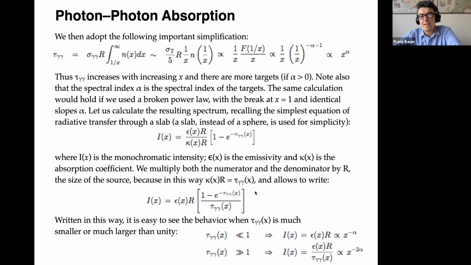And so we can rewrite this as just (1 − e^(−τ))/τ. In the extremes, either τ is much, much smaller than 1 or much, much greater than 1, we have the following expansions. For low τ, this is just proportional to the emissivity times the volume, the path length that we're going through. And so this is just proportional to the original spectrum that we had. If τ is much greater than 1, then we have our emissivity, but divided by τ. And so we end up having something which comes out as x to the minus 2α.